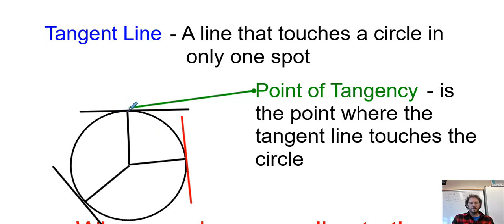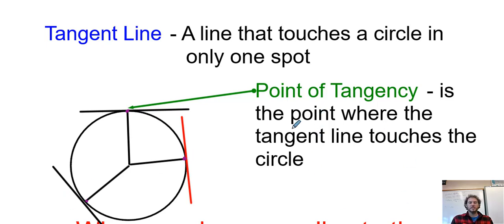And where it touches my circle is what we call a point of tangency. So the point of tangency is the point where the tangent line touches your circle at exactly one spot. And we could draw tangent lines and points of tangency anywhere around my circle, right? So I have one here, I would have one down here, I'd have one over here, and so on and so on.